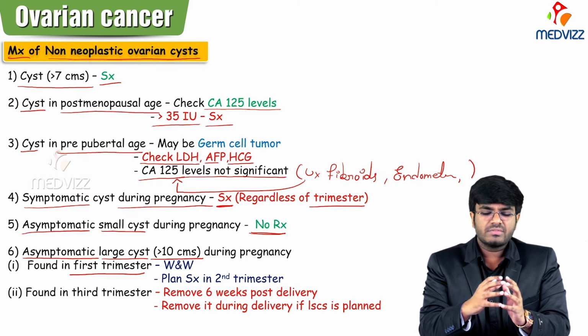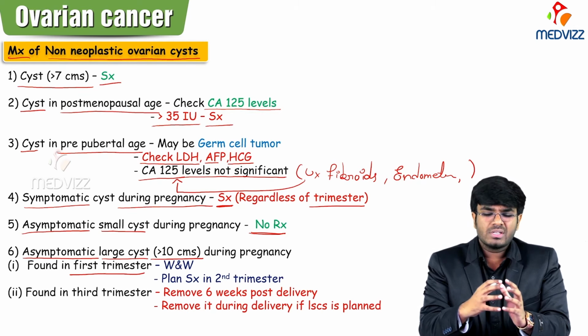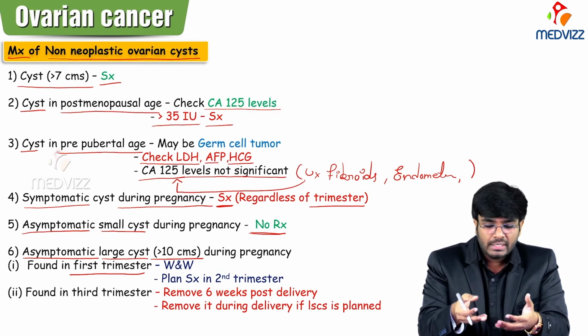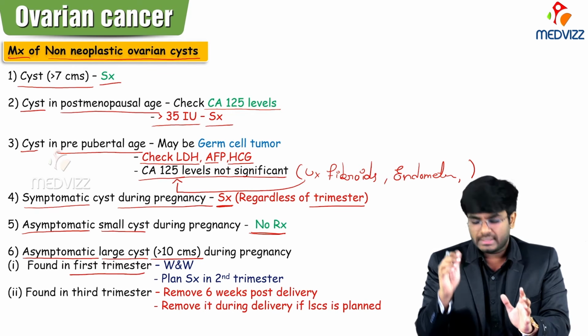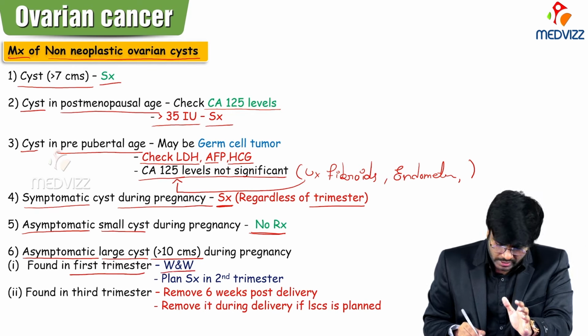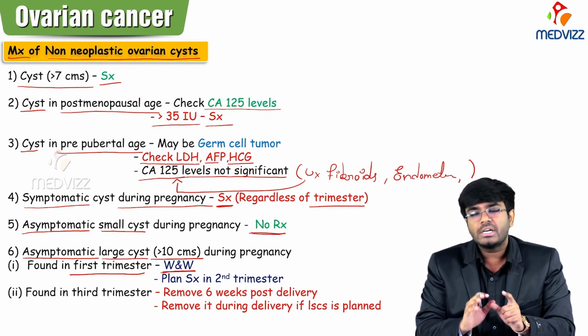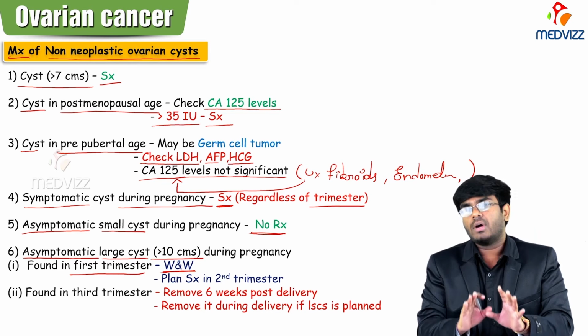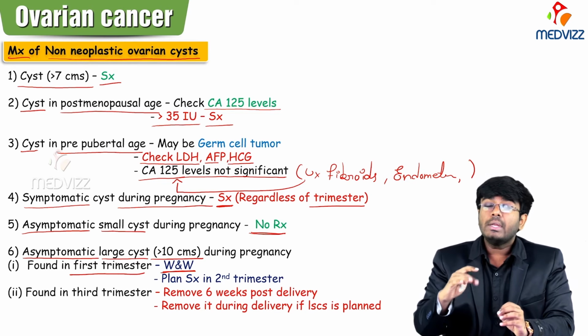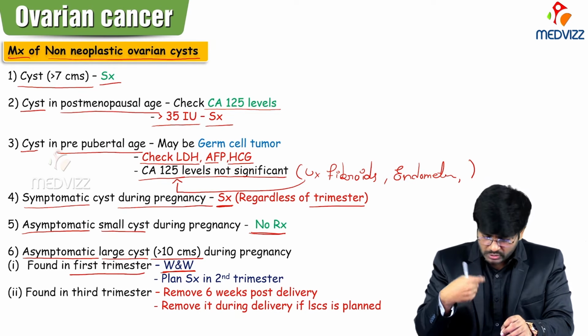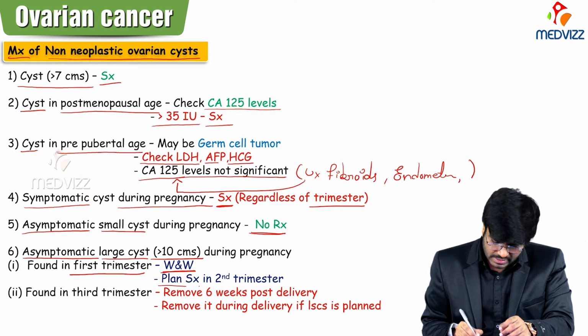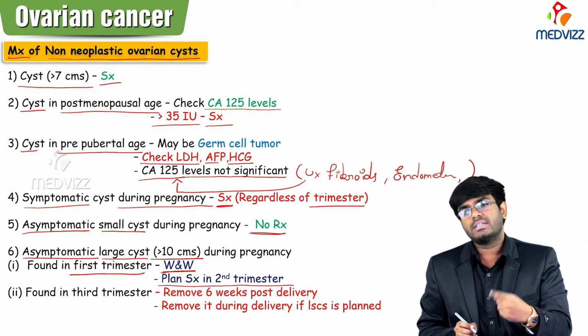Why? Because the first trimester is very crucial because of all the organogenesis happening. So in the first trimester, don't do anything, just wait and watch. If you have found this large asymptomatic cyst in the first trimester, don't do anything, wait and watch. Then what we have to do is remove this large cyst in the second trimester. Plan the surgery in the second trimester.